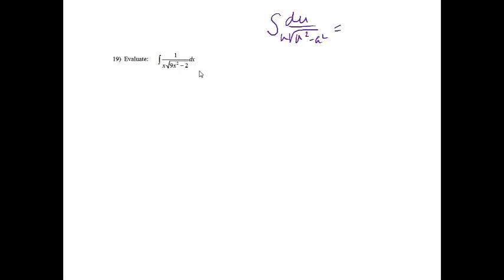And then if it looks like that, which definitely matches the form, this is going to be 1 over a arc secant of absolute value of u over a.